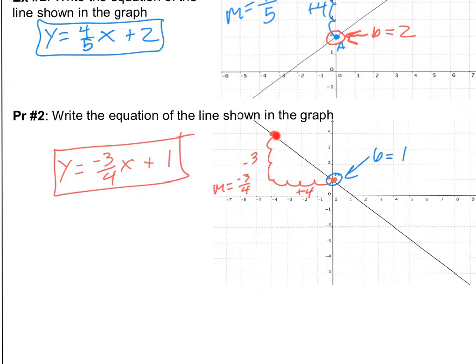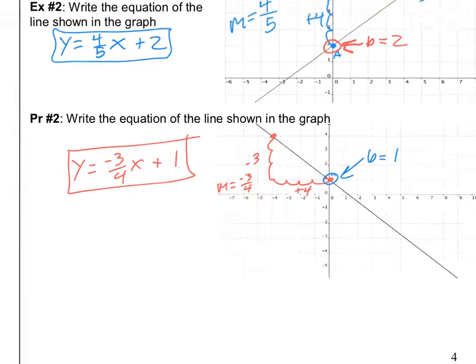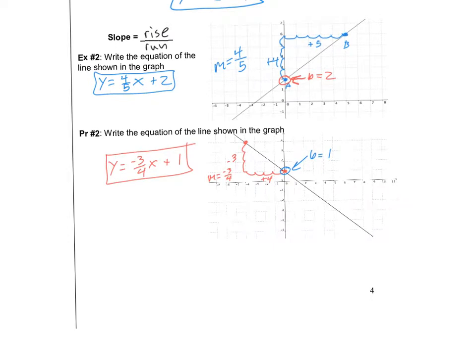So from there, I went down 3 units and over 4 units. So that's a rise of -3 and a run of 4. -3 over 4. And the y-intercept is 1 because it crosses the y-axis at 1. So y equals -3/4x plus 1. All right, let's go to the next page.